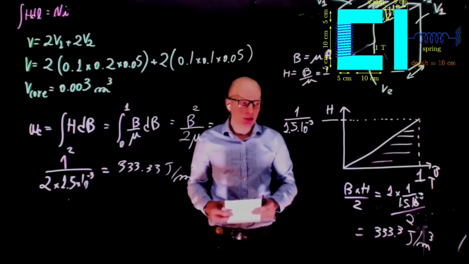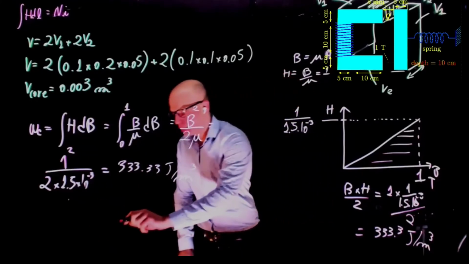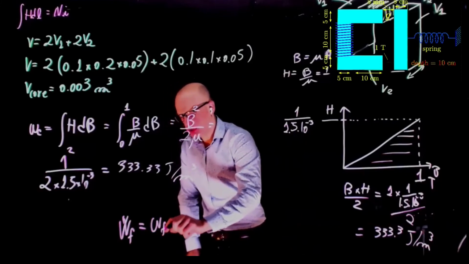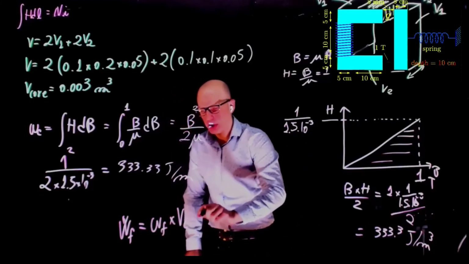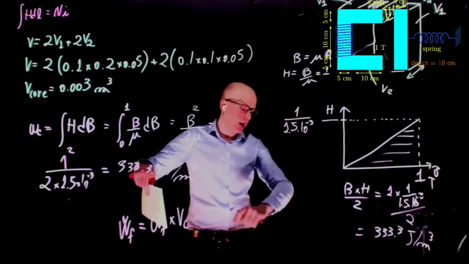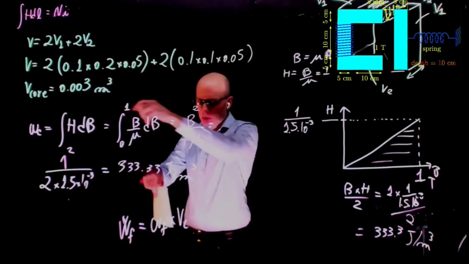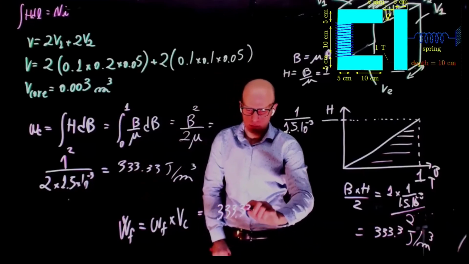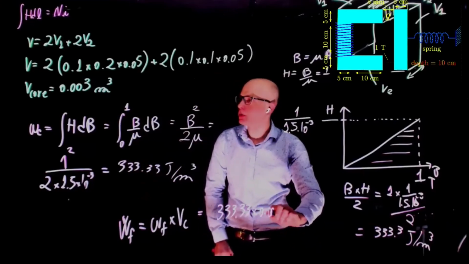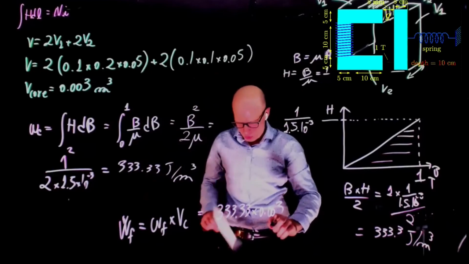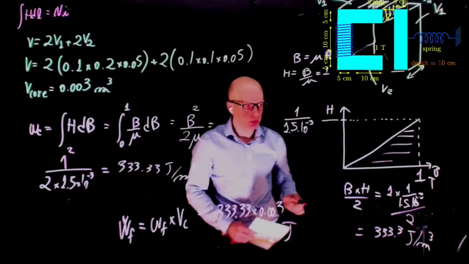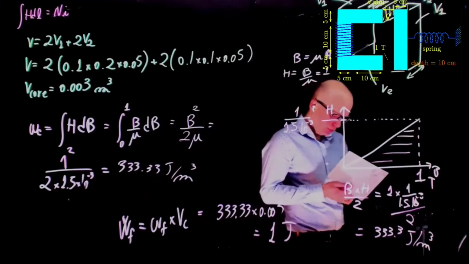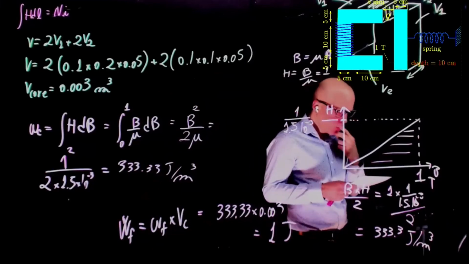What is the actual energy stored in the core? The energy stored in the core is the energy density times the volume of the core. So just multiply this and that volume. And this is equal to 1 joule. Okay.